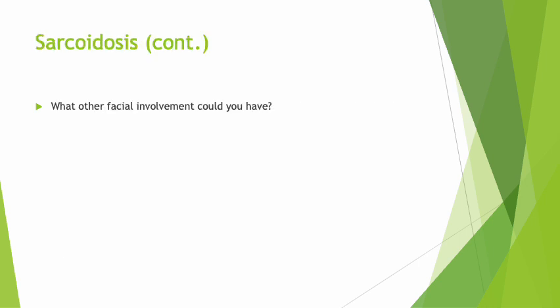And then there are a few other high yield things for sarcoidosis as well. There's another type of facial movement involvement you could see, something like facial nerve involvement. So if they're unable to move a side of their face, that can be a sign. You might also see things on their face like bilateral parotid gland enlargement. That can be something you see on your exam.